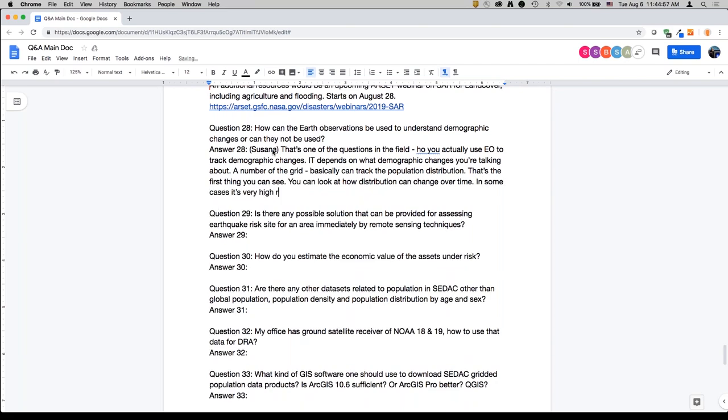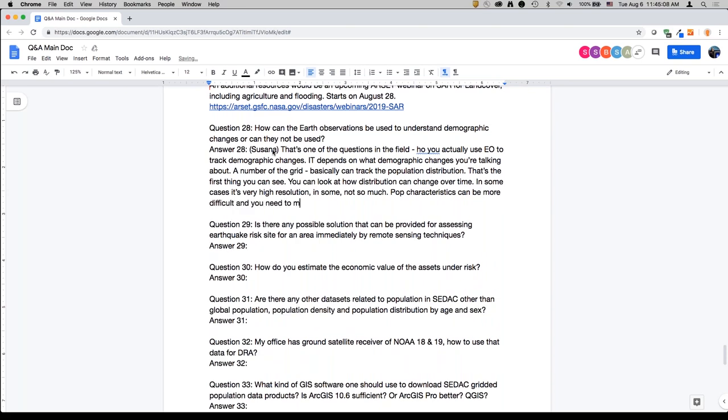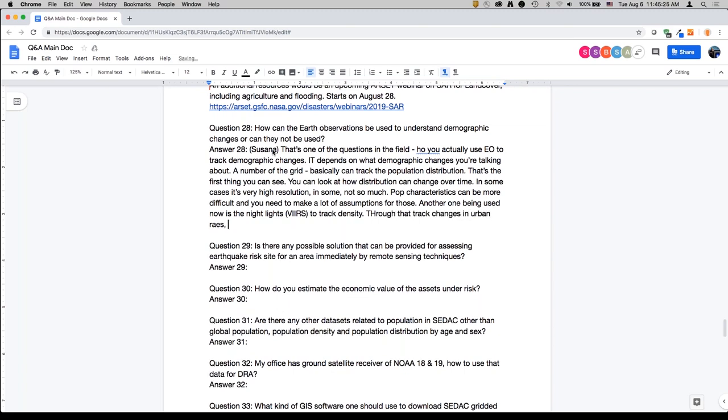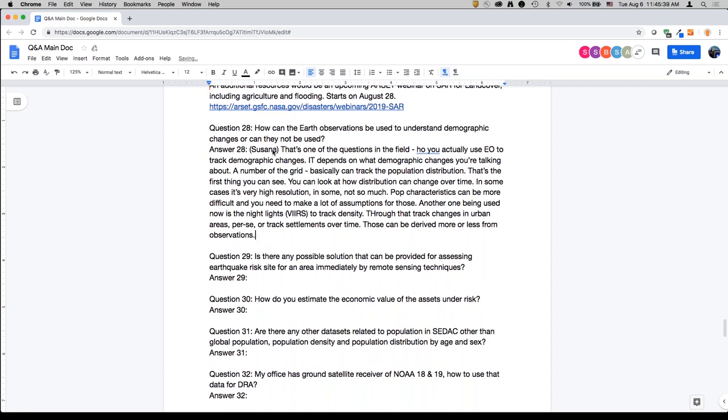That's one of the population characteristics that can be done. Others are more difficult, and you need to make a lot of assumptions. Another one that is being used now, and has been used for some time, is nighttime light to track density, and through that track changes in urban areas, or even the expansion of settlements over time. Those are the ones that could be derived more or less directly from Earth observations. There is some work linking these characteristics to other changes, like changes in socioeconomic characteristics, but you need some transformation of the data for that.